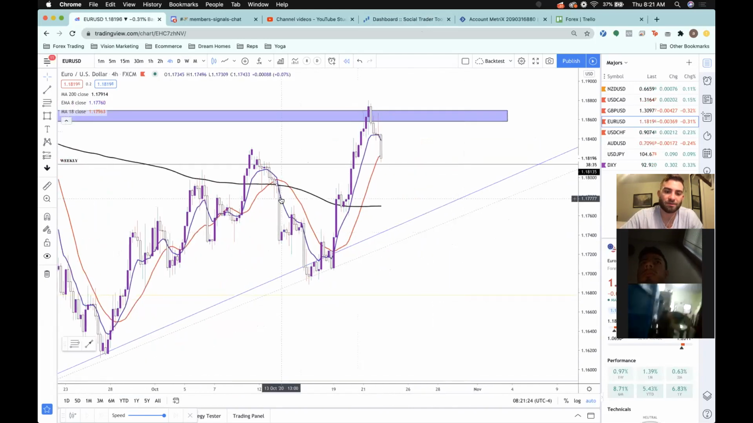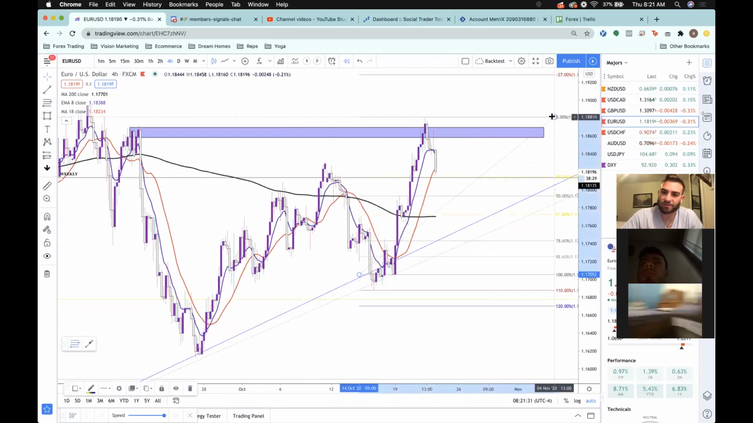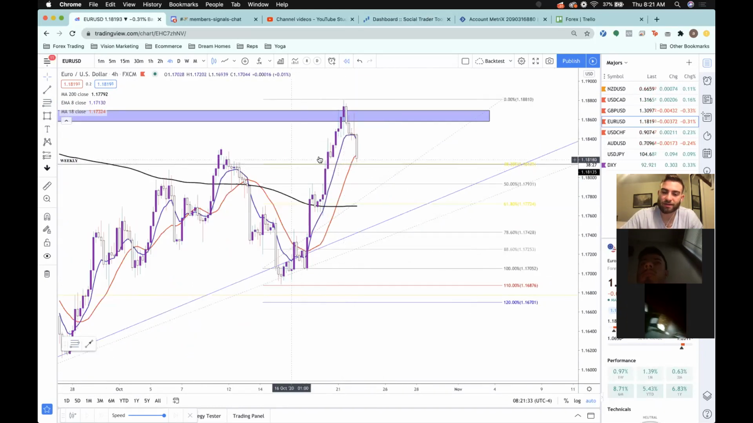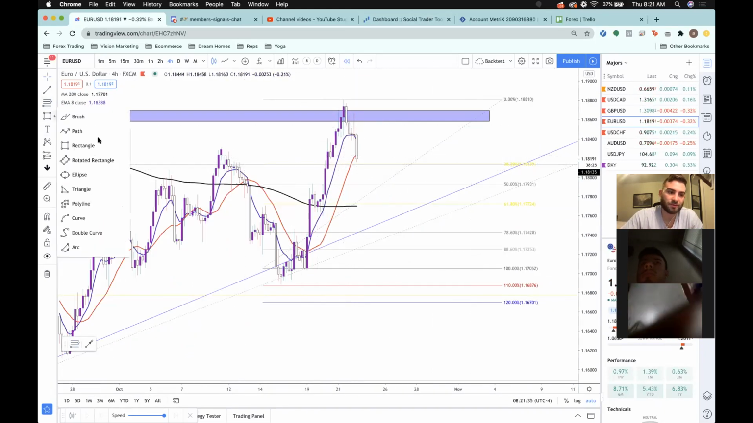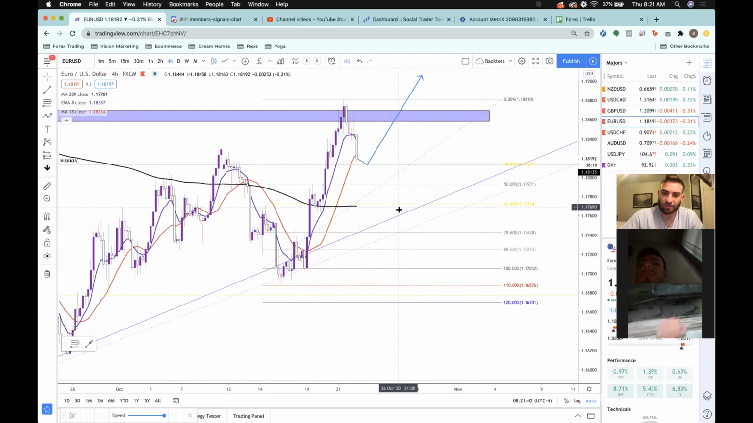So 4 hour time frame is looking very bullish. We broke this high. I'm just going to fib this from this high. We've got the 38.2 lining up directly with the weekly. So this is going to be our first opportunity for buys. If this breaks, then we're going to look for sells all the way into this trend line.